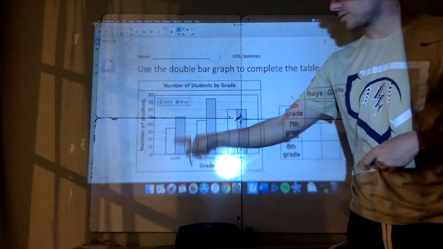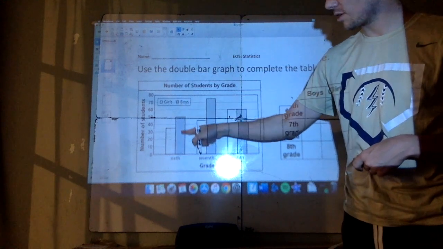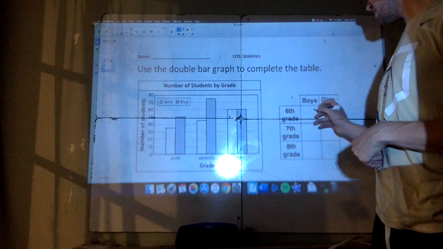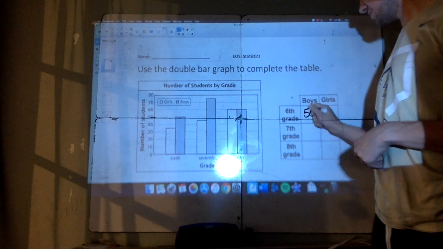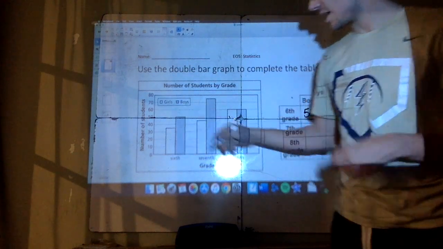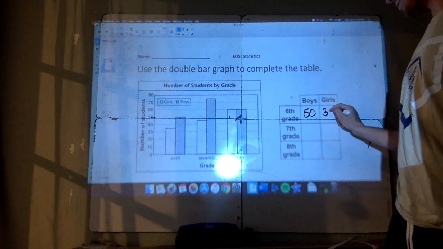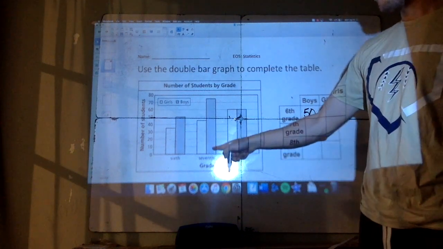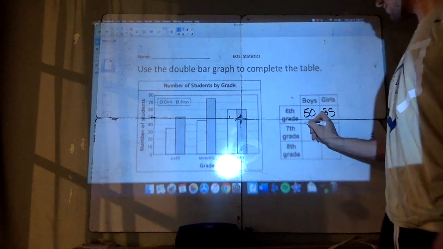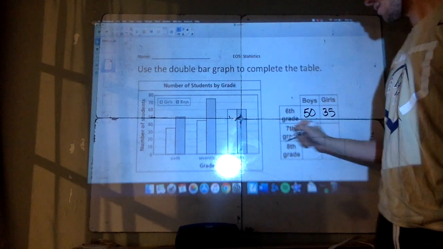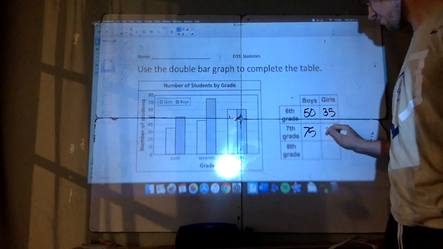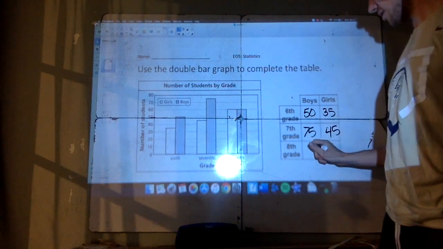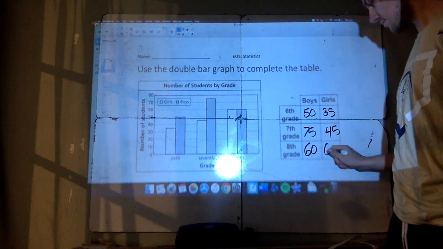So we go to 6th grade, and we look in the blue column, and there are about 50 boys there. Then we can look at girls, and we're just going to estimate. It's about 35. There's no way to be exact here. So let's look at 7th grade. There are about 75 boys and about 45 girls. And in 8th grade, looks like there are 60 of each.